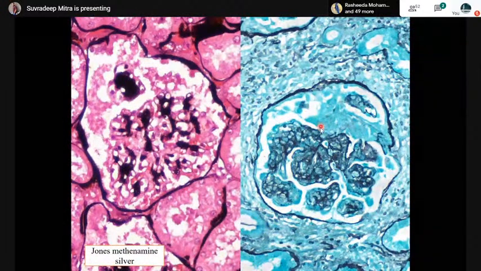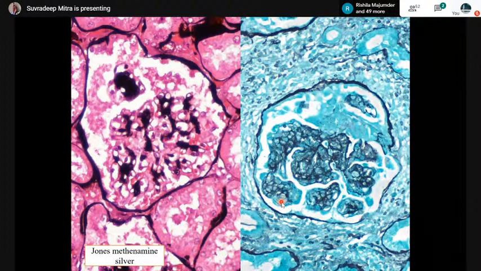Obviously, silver stain is one of the best stains to look at the basement membrane. You can assess the basement membrane nicely. The counterstain used in Jones methenamine silver is usually hematoxylin and eosin, but we can also do it with a light green counterstain. In our institute we do both, and the results are really superb.